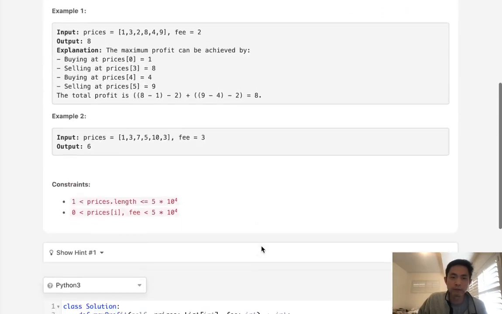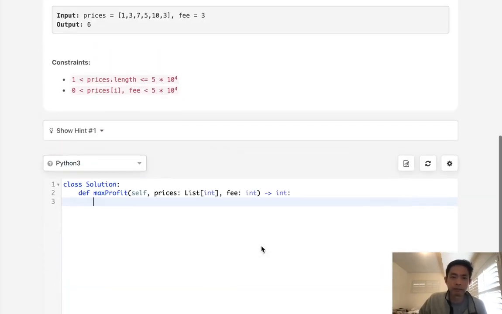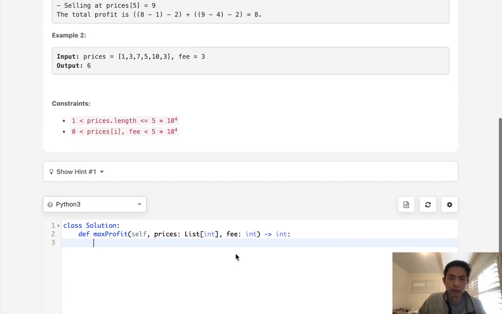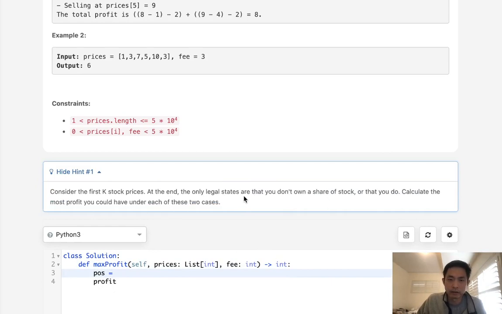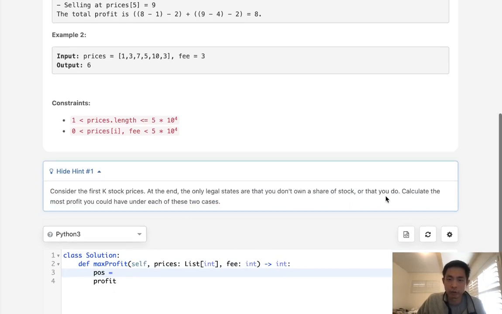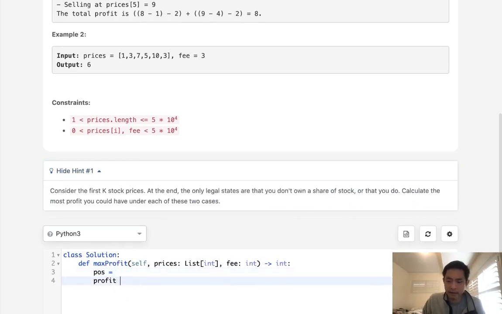What we'll do is we'll have two variables here that we need to store. We're going to go greedy and say one for the profit and one for our position that we're going to be staying in. To give you a hint, there's two legal states: you own a stock or you do not own a stock. That's kind of what's going on here.